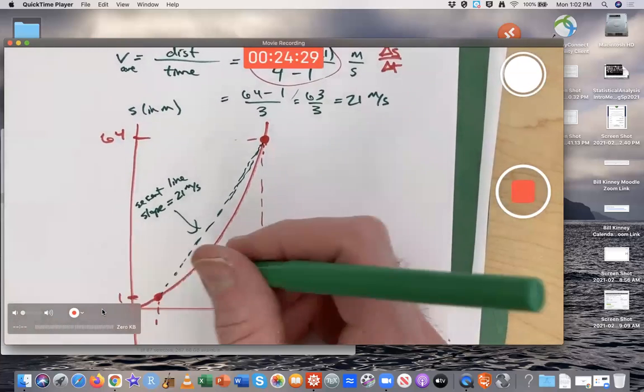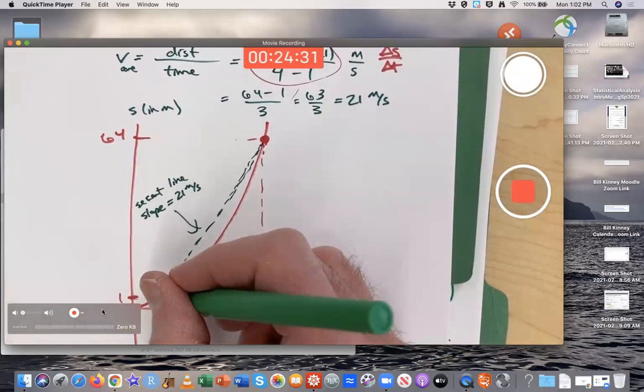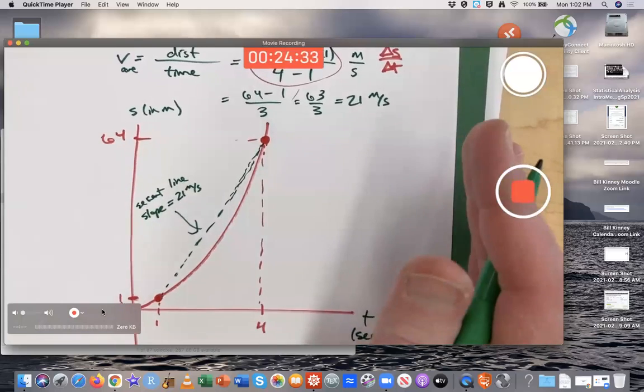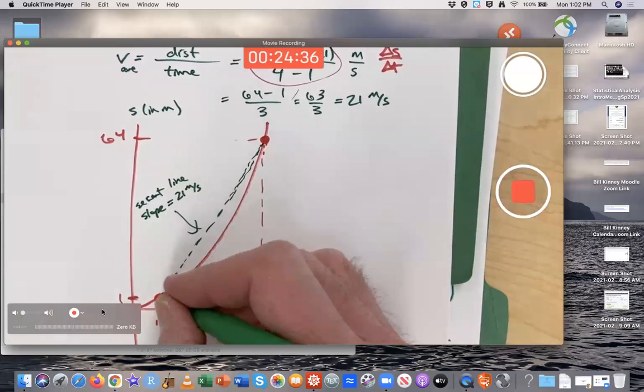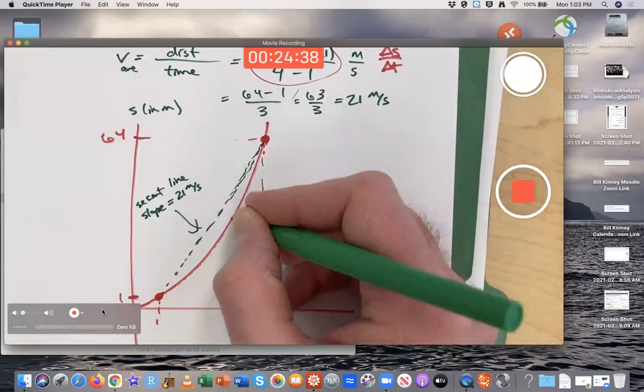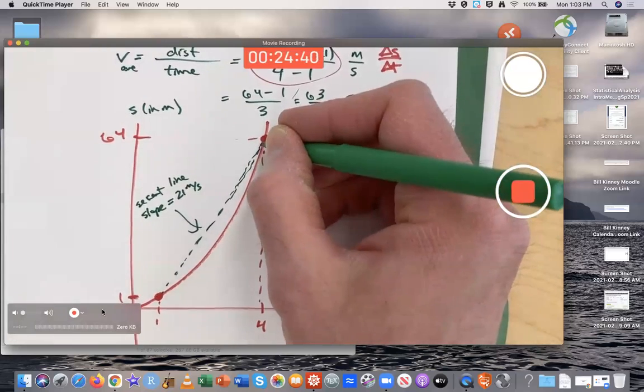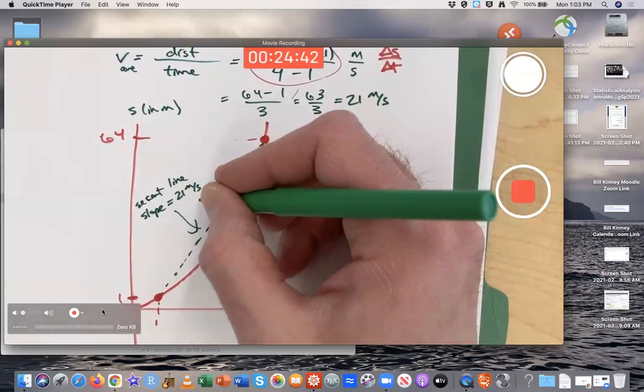The actual motion from time 1 to time 4 is not a constant speed. It's a changing speed, starting out kind of slow, but then the graph gets steeper and steeper, so that by the end you're going pretty fast. Faster than 21 meters per second, in fact, at the end.